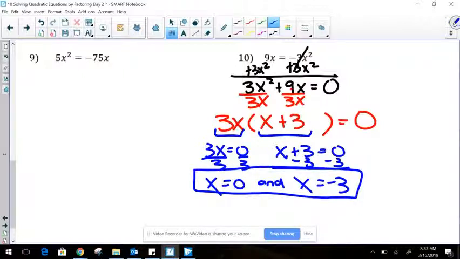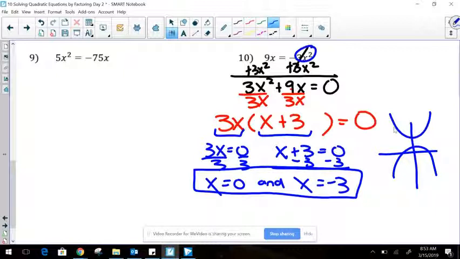I can plug in either of these numbers into my equation, and they're going to work. Just a reminder, when I have these quadratics with an x squared term, my graph is going to look something like this or like this. It's a U shape. When I have two solutions as my answer, it's because the U is crossing the x-axis twice.